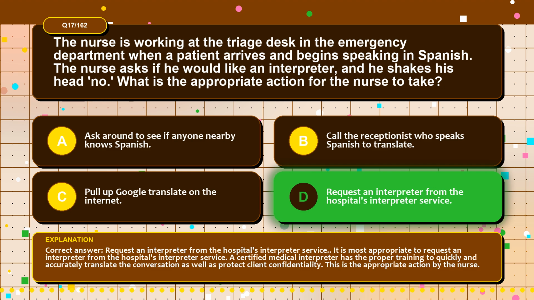It is most appropriate to request an interpreter from the hospital's interpreter service. A certified medical interpreter has the proper training to quickly and accurately translate the conversation as well as protect client confidentiality. This is the appropriate action by the nurse.